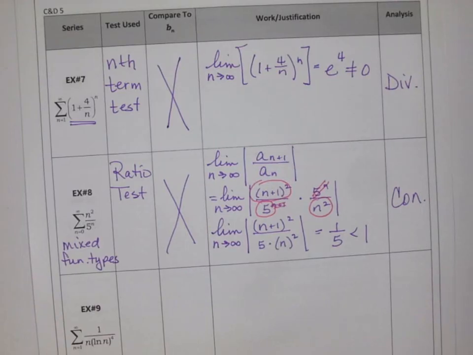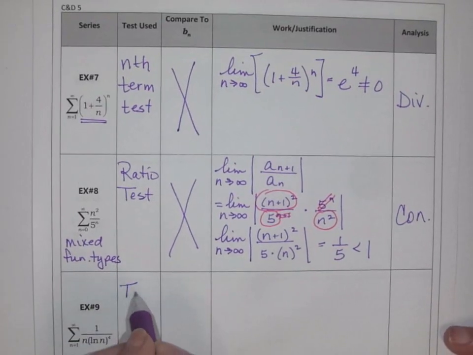Next one, we have 1 over n times (natural log of n) to the 4th. Now, a lot of times when we have natural log of n, we have to get into the integral test, which is what we're going to get into with this one. So I'm going to do the integral test.